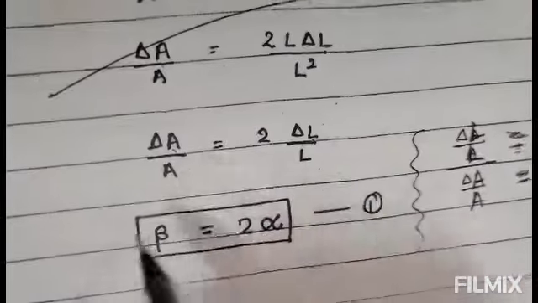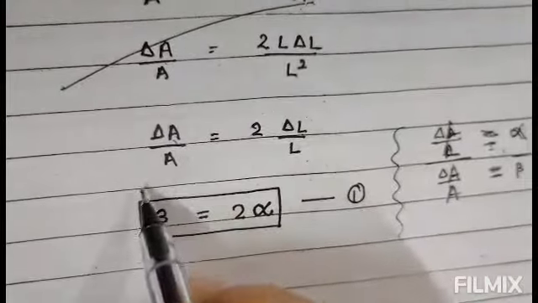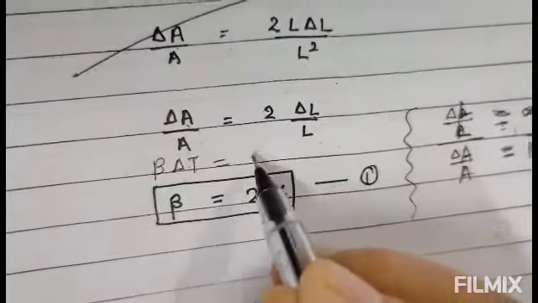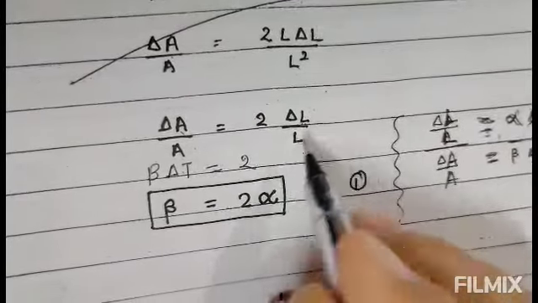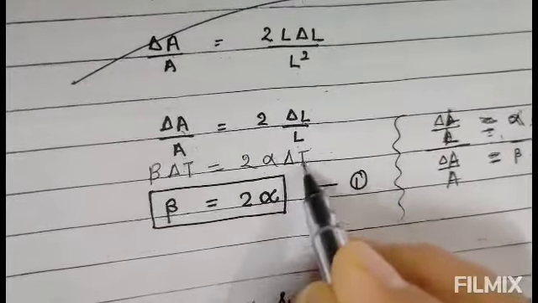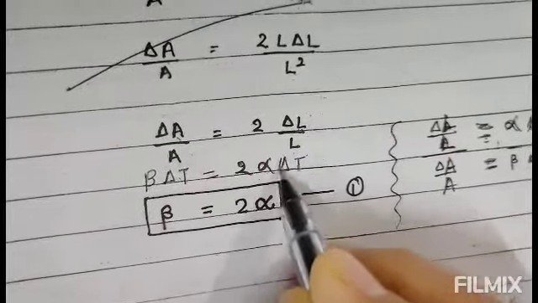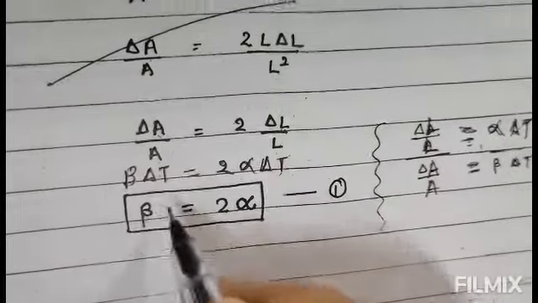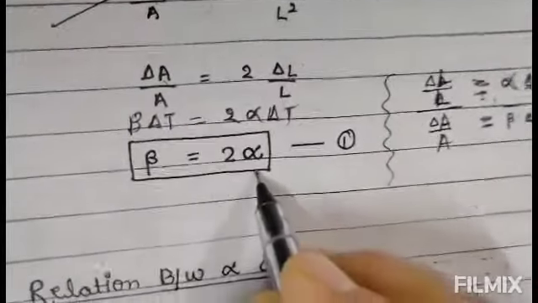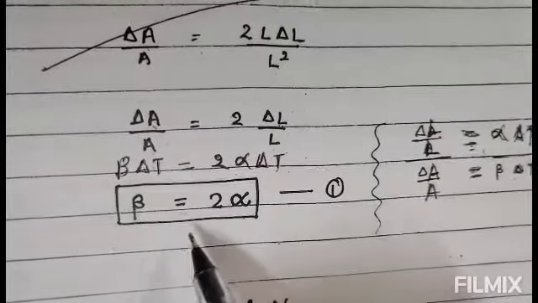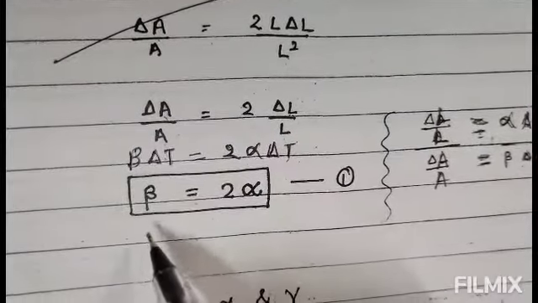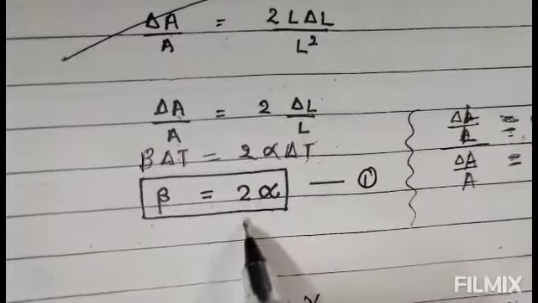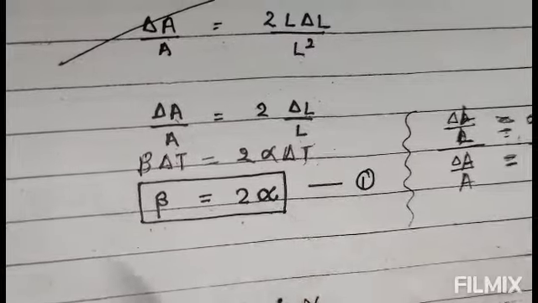So in place of del A upon A we will get beta del T, and in place of del L upon L we will get alpha del T. So this is 2 times alpha del T. Del T would be cancelled here, so it will become beta equal to 2 alpha. That means the coefficient of areal expansion is double the coefficient of linear expansion.